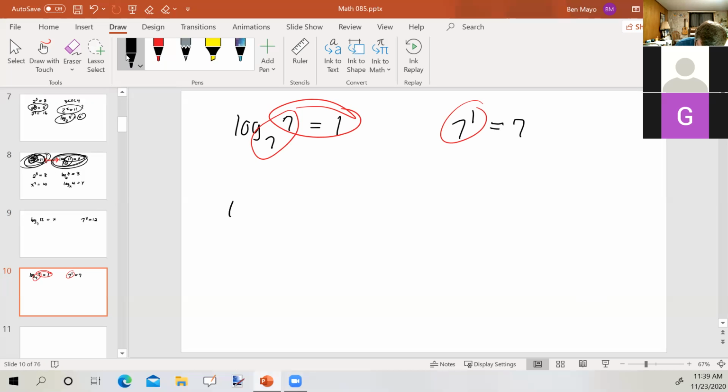How about this? Log base 10 of 100 equals 2. So how would that look as an exponential equation? What's the base? 10. So 10 to the power of 2 equals 100. Correct. All righty. Questions on that one?